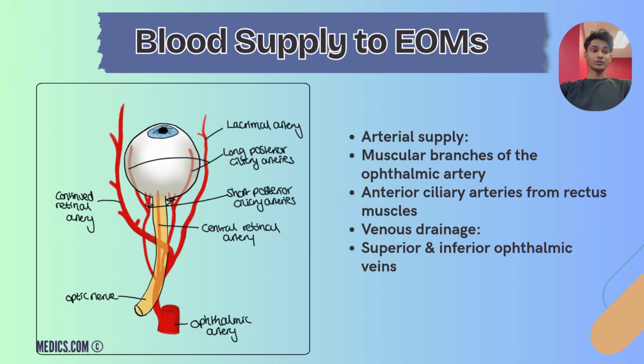Venous drainage. Once the muscle has used the oxygen, the deoxygenated blood needs to be carried away. This is done by two main veins, the superior ophthalmic vein and the inferior ophthalmic vein. These veins collect blood from the muscles and other parts of the orbit and eventually drain into the cavernous sinus, which is located inside the skull. Proper drainage is important because venous congestion in the orbit, such as in cases of orbital cellulitis or thrombosis, can cause pain, swelling, and eye movement problems. This blood flow keeps the eye muscles healthy and functioning, which is essential for eye movement.